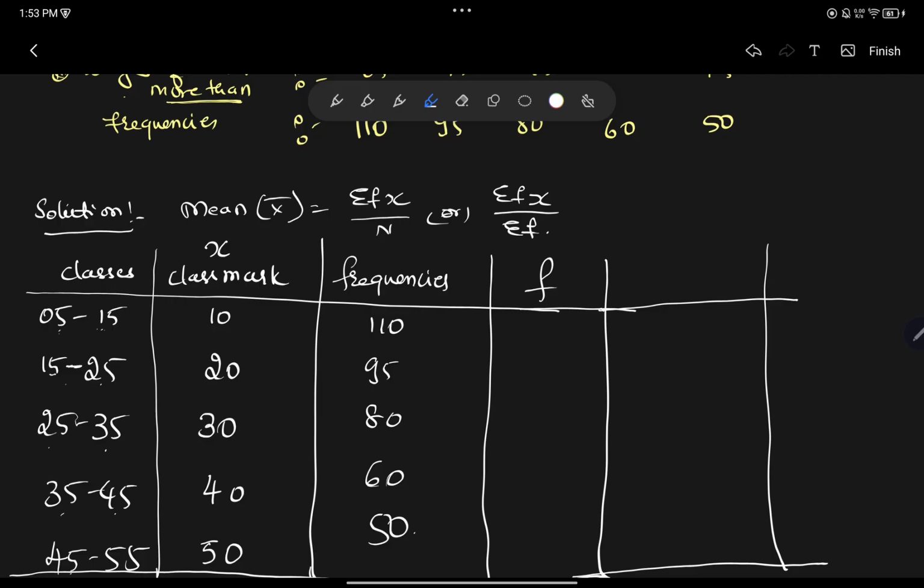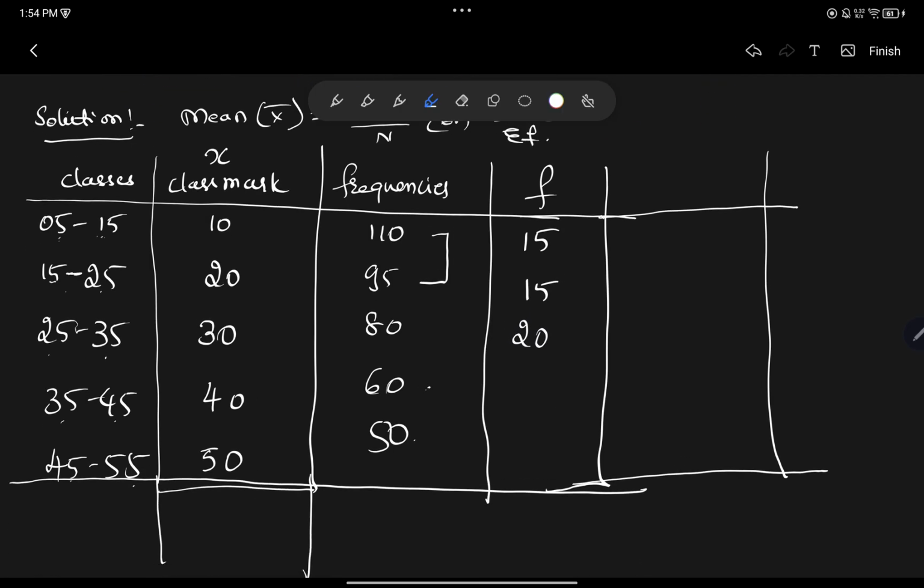We need to deduct. 110 minus 95 is 15. 95 minus 80 is again 15. 80 minus 60 is 20. 60 minus 50 is 10. The remaining is 50. So this is how we need to take the differences between these. 110 minus 95 is 15, 95 minus 80 is 15, 80 minus 60 is 20, 60 minus 50 is 10, and 50 minus 0 is 50. Hence, we have to take the numbers like this only.